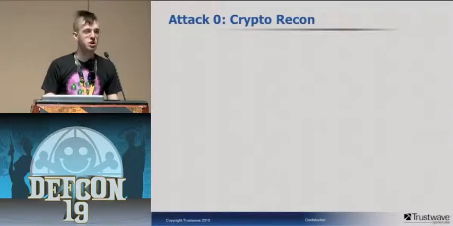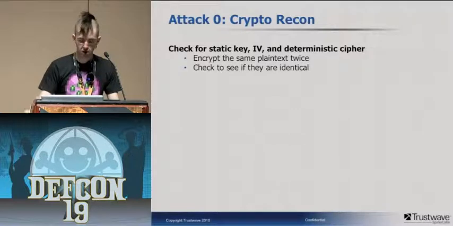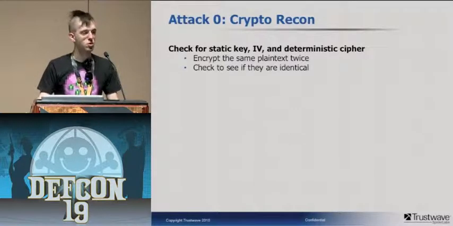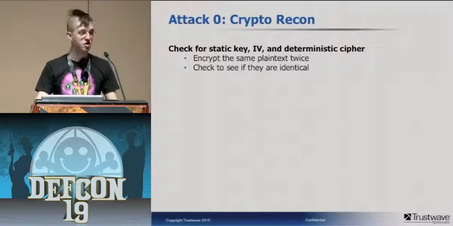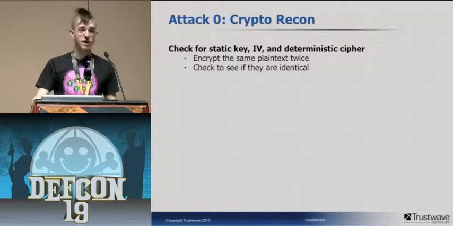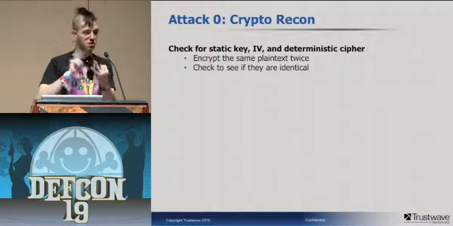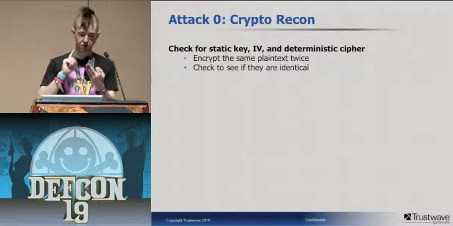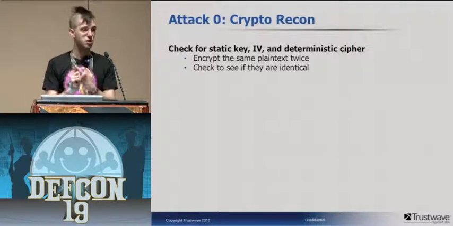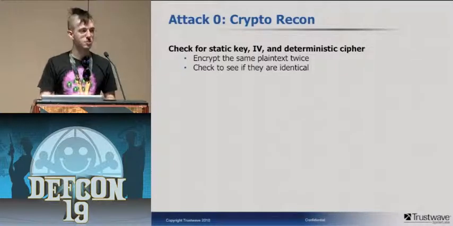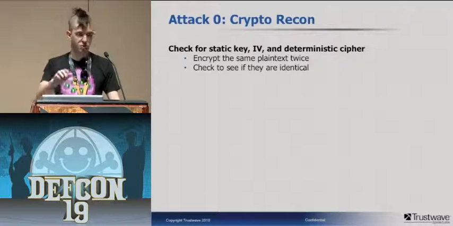So we're going to talk about doing a little bit of crypto recon using oracles. So let's say you have an encryption oracle. If you encrypt the same plain text twice and it comes out to the same ciphertext, you know you have the same key, same initialization vector, and a deterministic cipher being used to encrypt the data. So if the ciphertexts are identical, you know all of these things are true.